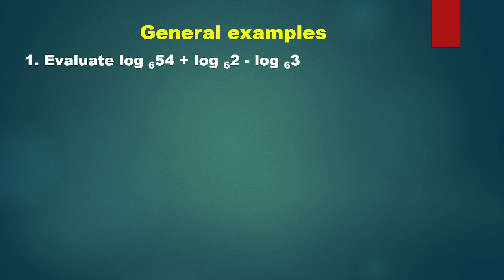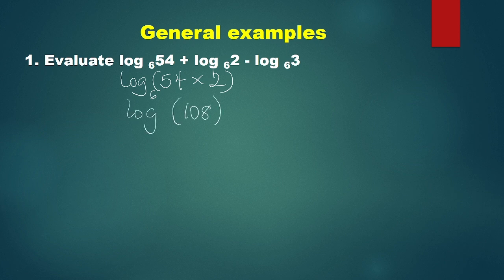We know that if I'm adding up two logs of the same base, I can rewrite this as log 54 multiplied by 2 in base 6. Don't forget our product law. Because both of them have the same base, I'll simply multiply. Now, log 54 times 2 will simply be log 108 in base 6. We still have it subtracted by log 3 in base 6.